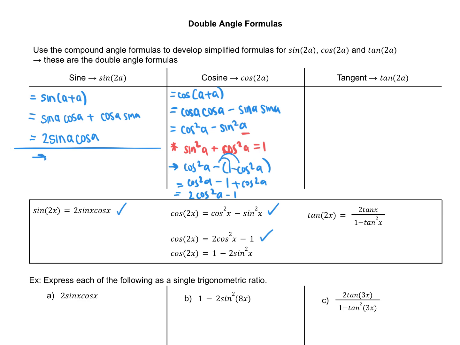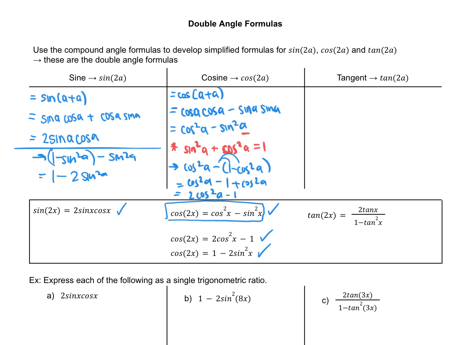So instead of replacing sine squared a, for the second option, I'll replace cos squared a with 1 minus sine squared a. So there it is. And this, when we collect, is just going to be 1 minus 2 sine squared a. And there's the other version of the double angle formula for cosine. So it is all starting from this, and then we can get the other two options when we combine our double angle formula with our Pythagorean identity.